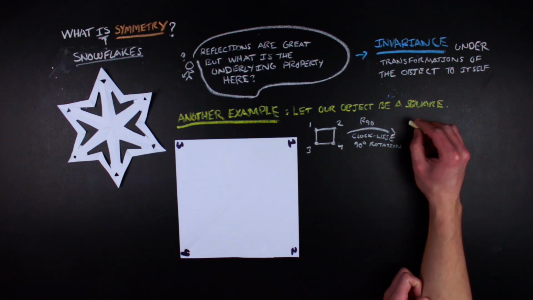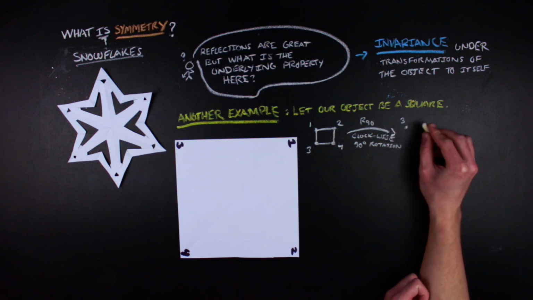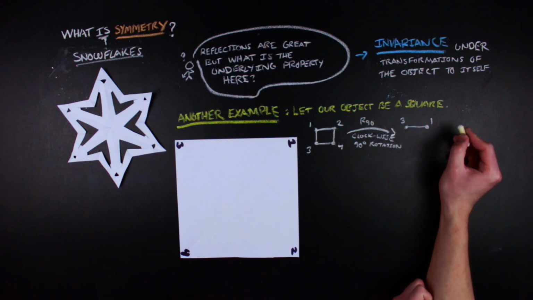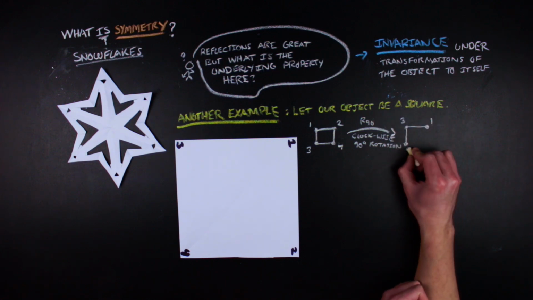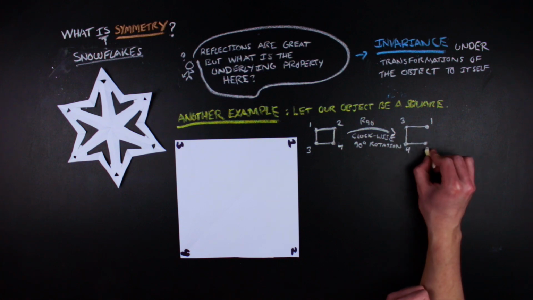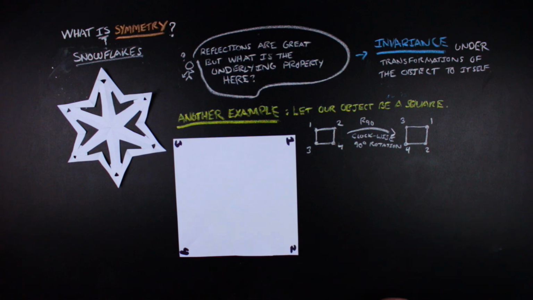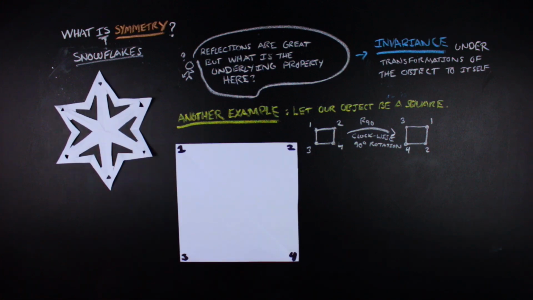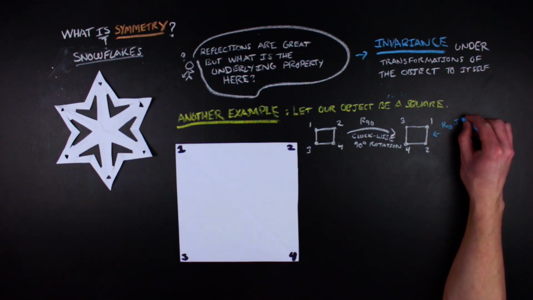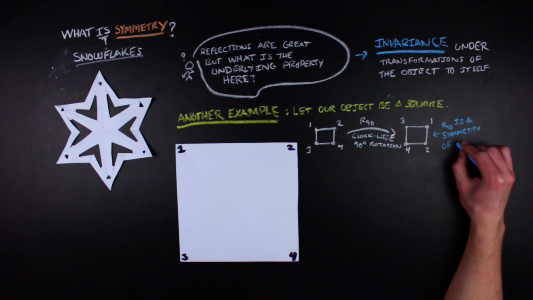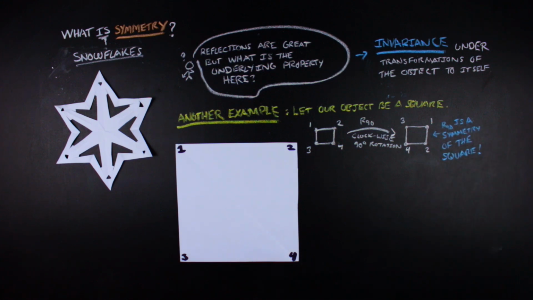So instead of 1 being in the top corner, 3 will be in the top corner, followed by 1 on the top right corner, then 2 on the bottom right, and then 4 on the bottom left. And so even though the vertices changed places, the overall shape has remained the same, and so we can say that the rotation by 90 degrees is a symmetry of the square.